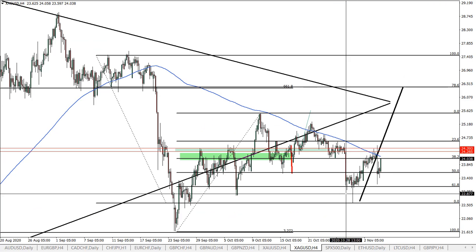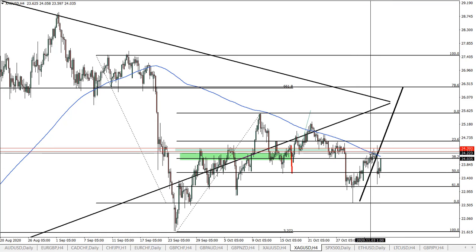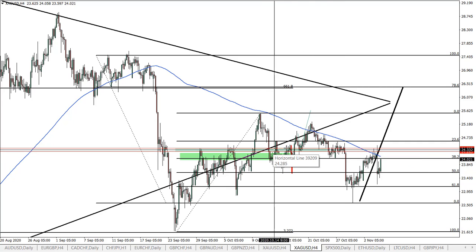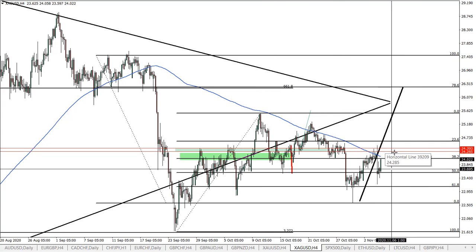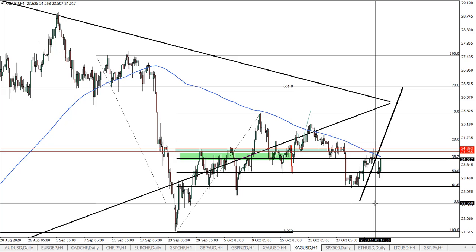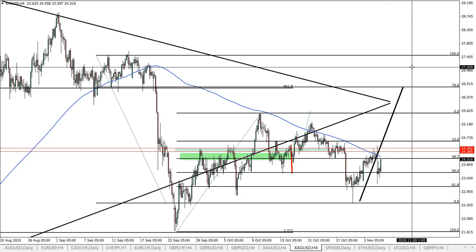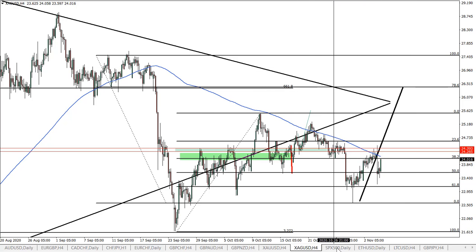Same on the silver. We had this correction after the resistance was rejected. You can see previously it was a support, became the resistance, but now as long as we hold, as I said, guys, this 22.56 support, it is very, very bullish.